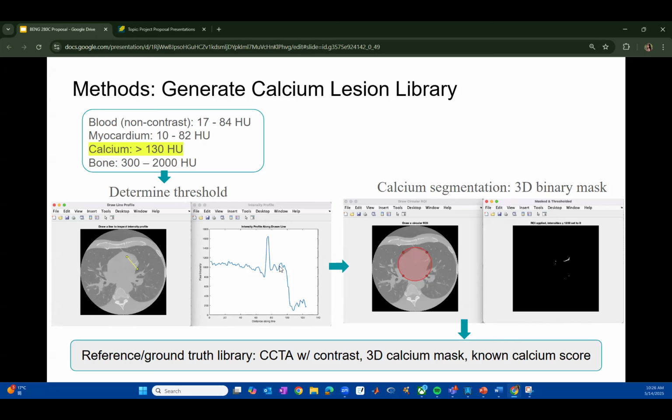So the first step to do that is to just segment the calcium from the data set. Like I was saying, because the calcium scan is non-contrast, this is actually a pretty easy task, as the only bright things in those scans are calcium and bone. So we wrote a quick script to determine the threshold for calcium, threshold pixels to isolate that calcium, and then it outputs a 3D binary segmentation of the calcium lesion. So we plan to do that process on our entire data set to generate a ground truth library that covers a broad range of calcium scores. And that library will include a CCTA scan, a 3D calcium mask, and a known calcium score.